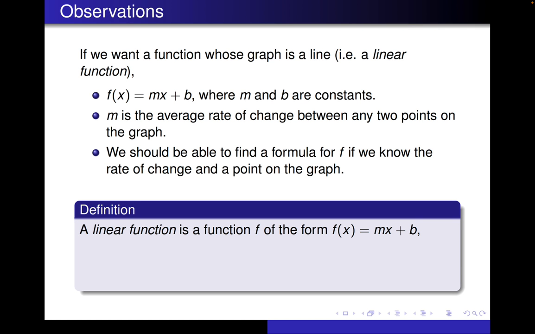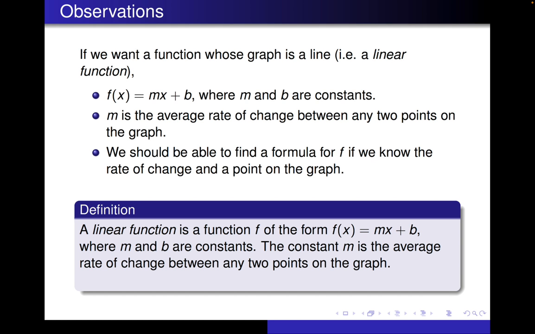So our definition of a linear function is a function f that has the form f of x equals mx plus b, where m and b are constants. It turns out that constant m is the average rate of change between any 2 points on the graph, and we also call m the slope of the function f. We call it the slope because it tells us how steep the graph is, and it also tells us whether the graph is running uphill or downhill.